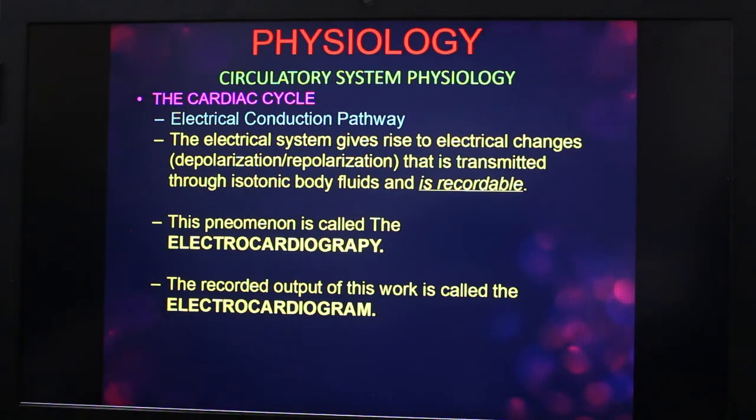The electrical system gives rise to electrical changes, named depolarization and repolarization, that are transmitted through isotonic body fluids. And this passage of depolarization and repolarization is recordable from outside of the body. This phenomenon is called electrocardiography. So the work that we do to record the electrical impulses of the heart is called electrocardiography. And at the end, when the electrical impulses are plotted on graph paper and we get an output from the electrocardiograph, the paper that we have in hand is named the electrocardiogram.